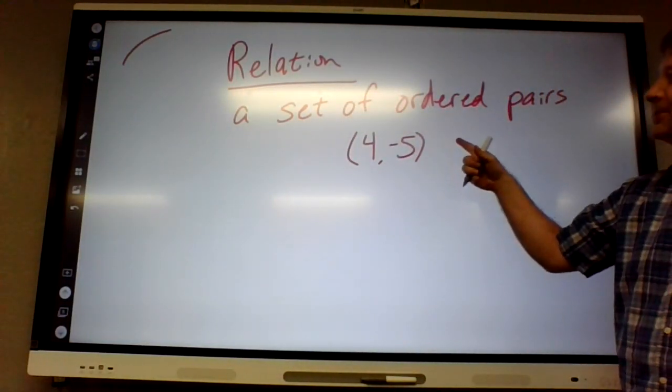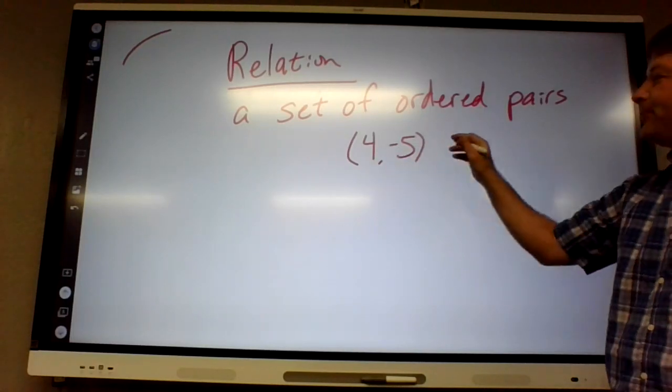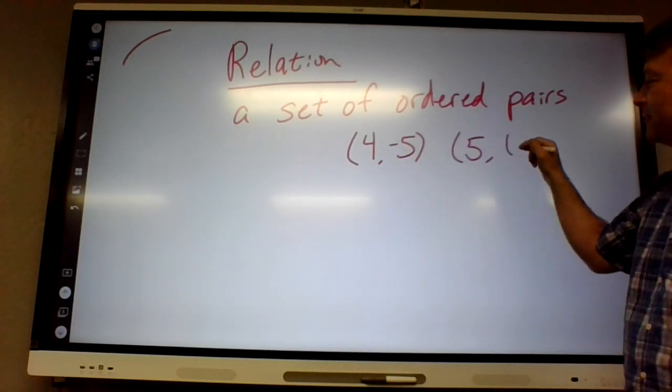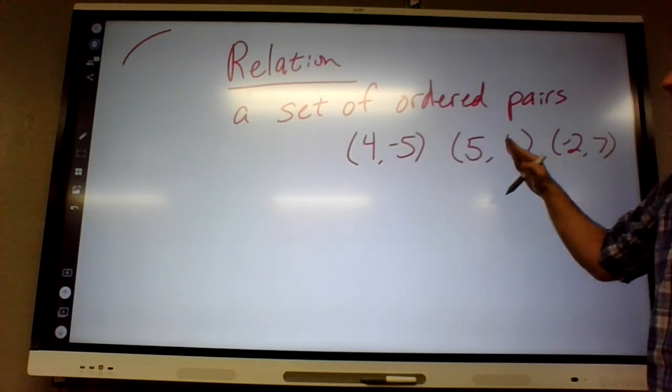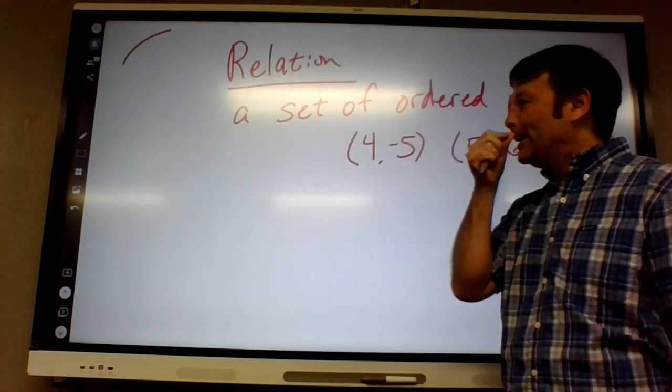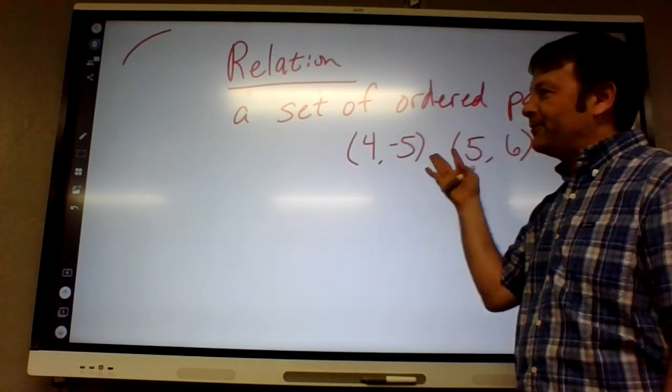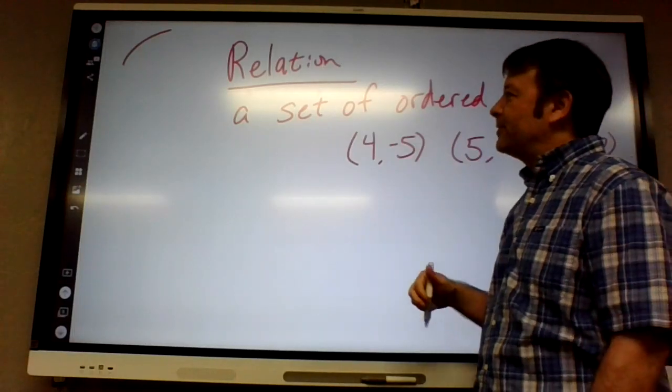Second time. It's true. A relation is a set of ordered pairs. So this is an example: (4, -5), (5, 6), (-2, 7), whatever. This would be a relation. It can't have 3 in there. It can't have 1. It's got to be two of them.